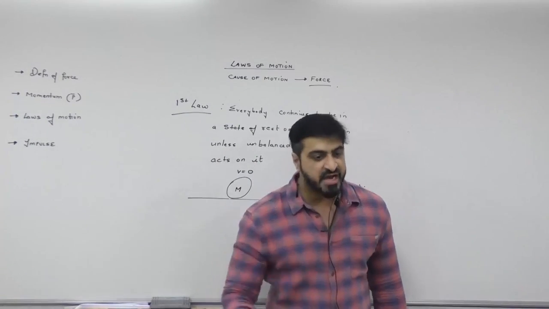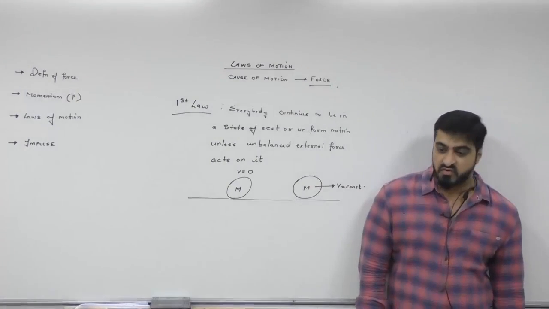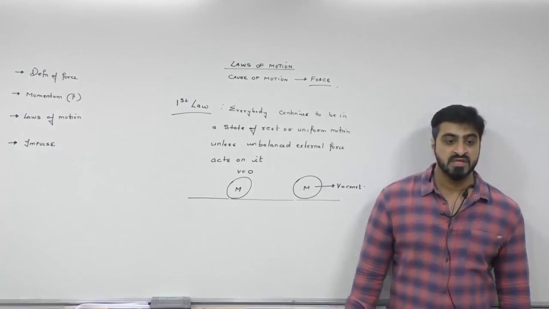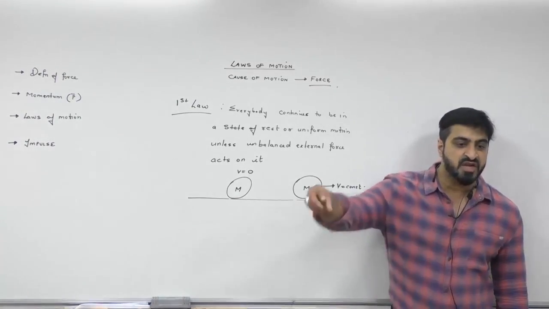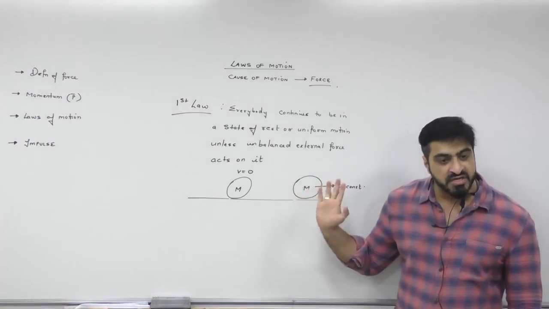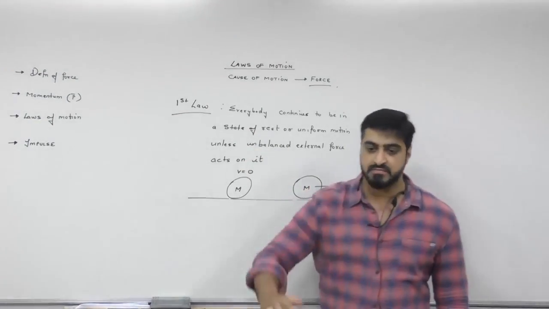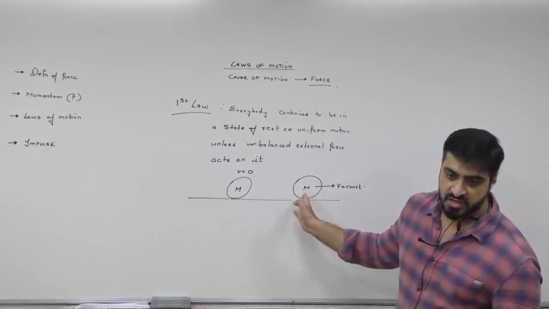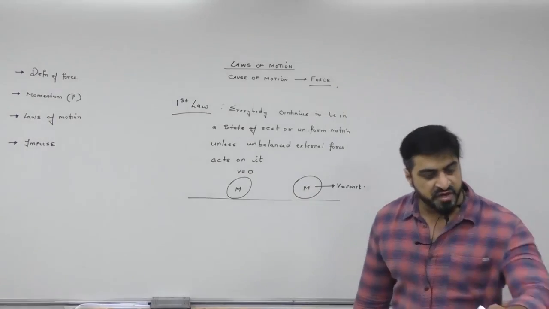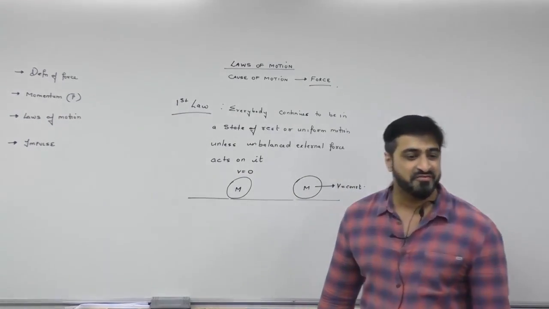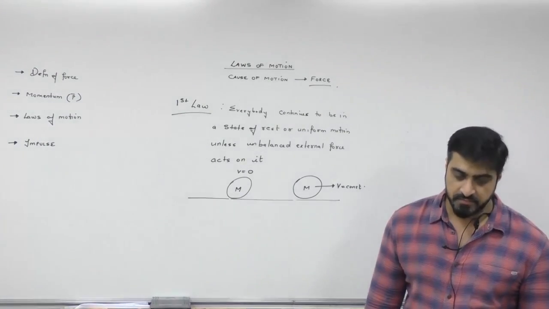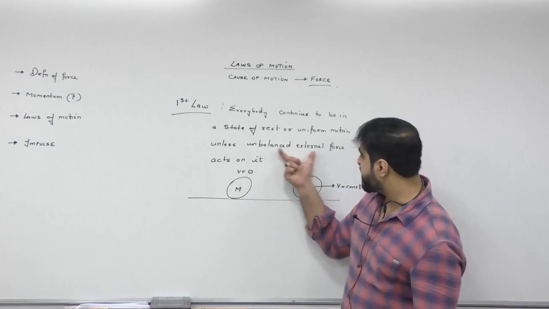But in nature you feel that things stop after some time. A football rolling on the ground stops after some time. Why? Because there is some unbalanced invisible force called friction acting on this body. If there were no friction, it would continue to move with the same velocity till infinity. Suppose I throw this in space where there is no gravity, no friction, nothing, it will keep on moving. If I give it a velocity and leave it, it will keep on moving till infinity because it is obeying the first law of motion, unless an unbalanced external force acts on it.